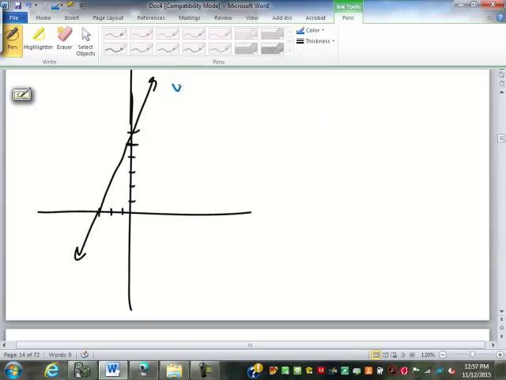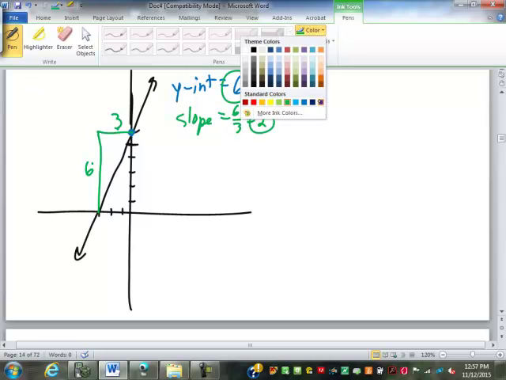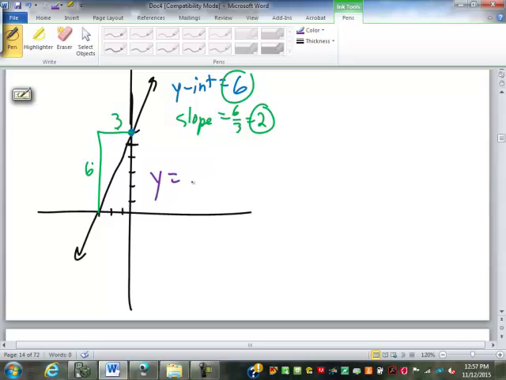So, first thing, I'm going to abbreviate here a little bit. Y-intercept. Six, good. Slope. Well, this is a rise of 6 and a run of 3. So 6 over 3, or 2. So the equation is going to be y equals, what's going to multiply x? 2. Slope multiplies x, so 2 times x. And the y-intercept is a +6, so it's +6.